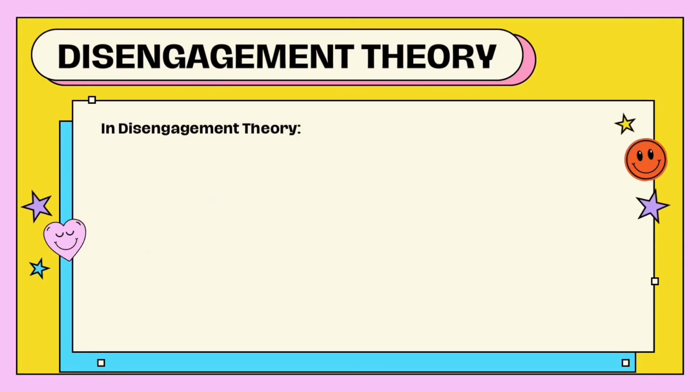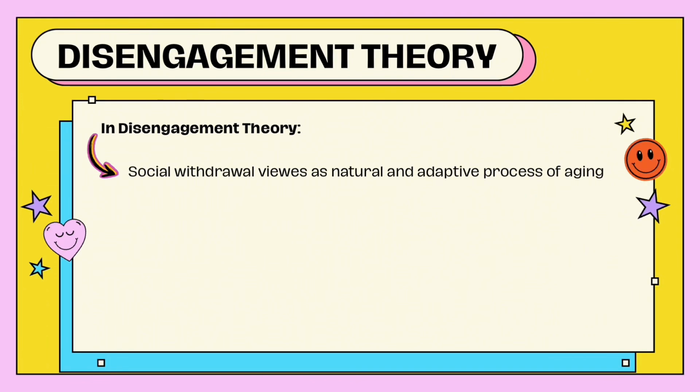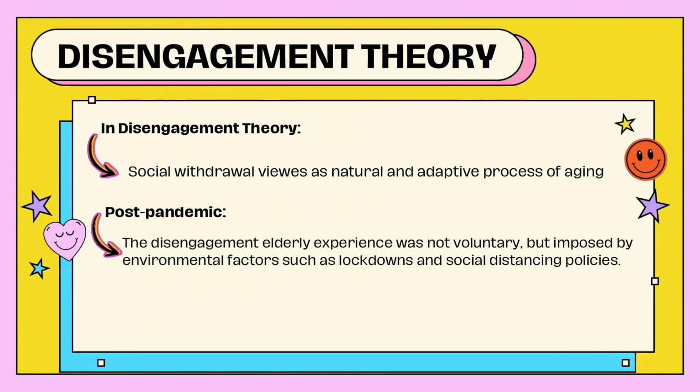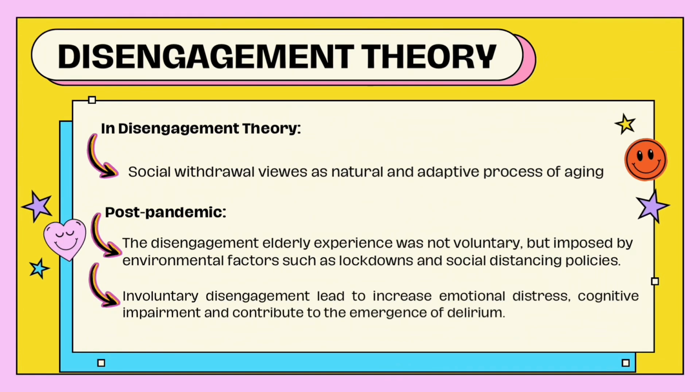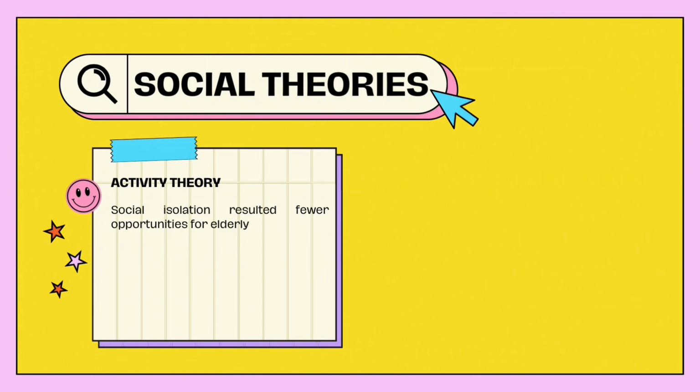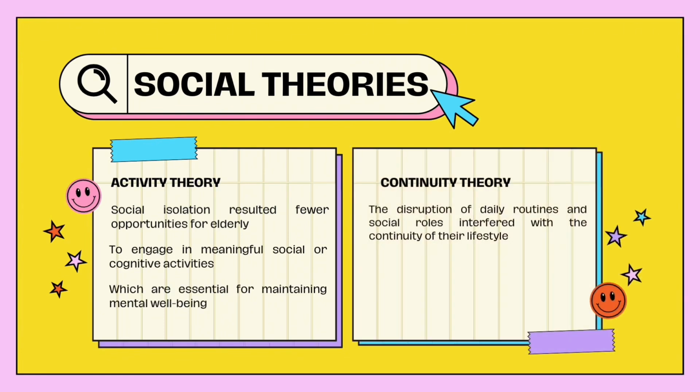In disengagement theory, social withdrawal is viewed as a natural and adaptive process of aging. But in this case, the disengagement elderly experienced was not voluntary, but imposed by environmental factors. This involuntary disengagement could lead to increased emotional distress, cognitive impairment, and subsequently contribute to the emergence of delirium in elderly. And in the perspective of activity theory, social isolation could result in fewer opportunities for elderly to engage in meaningful social or cognitive activities, which are essential for maintaining mental well-being. Meanwhile, through continuity theory, the disruption of daily routines and social roles interfered with the continuity of their lifestyle, leading to psychological distress and confusion.